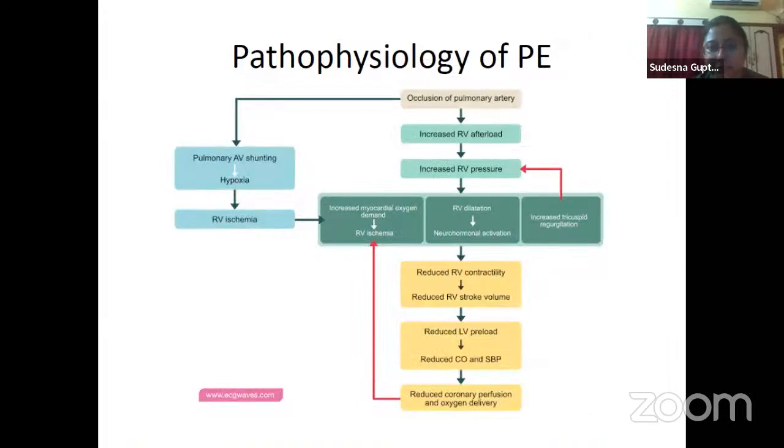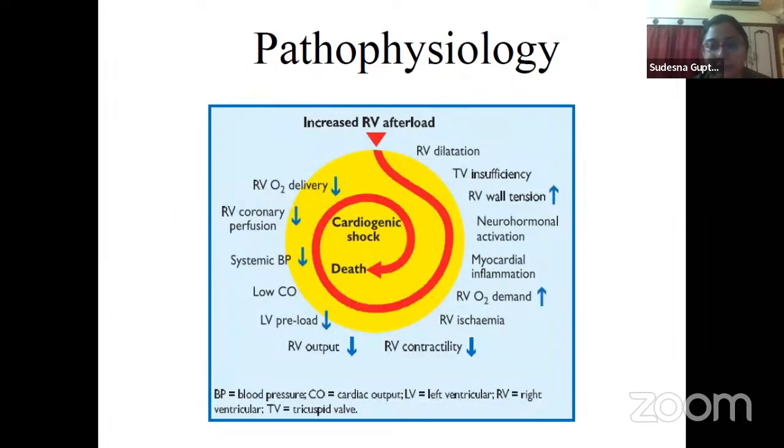Looking at the second category, the pathophysiology of pulmonary embolism. This occurs mostly starting with the occlusion of the artery, leading to RV dilatation and increased RV pressure, and entering into a vicious cycle, as we can see from this flow chart. If we are not able to cut down on the RV dilatation and right ventricular wall tension, this would lead to neurohormonal activation, leading to increased oxygen demand, decreased contractility, and entering into the vicious cycle of cardiogenic shock and death.